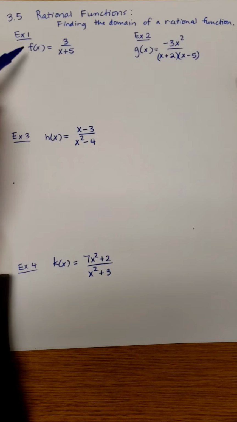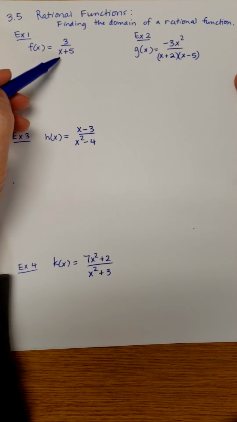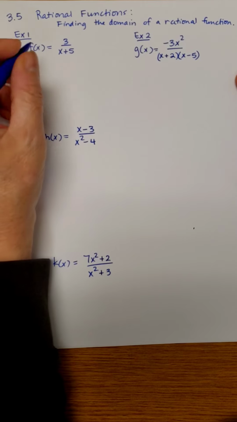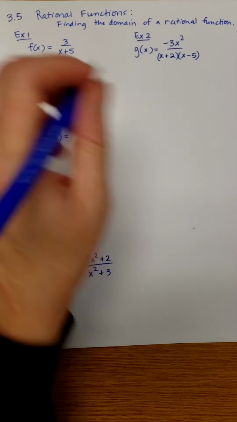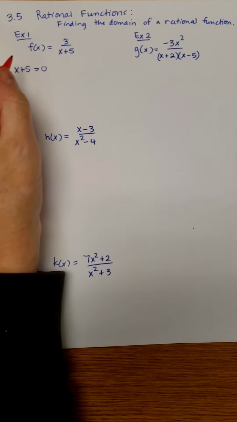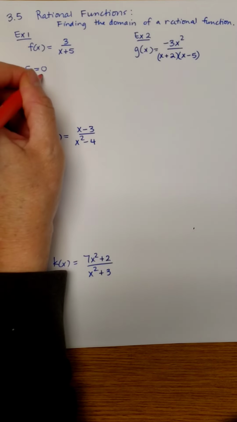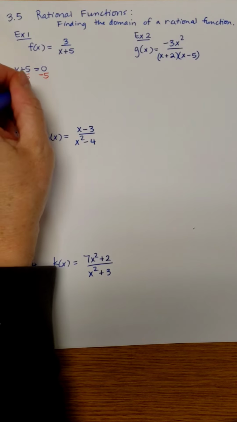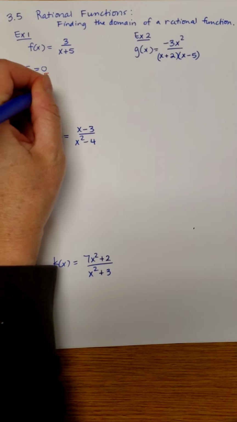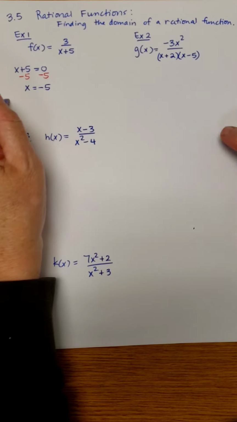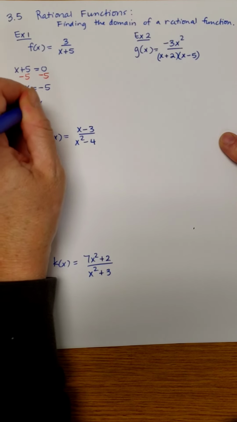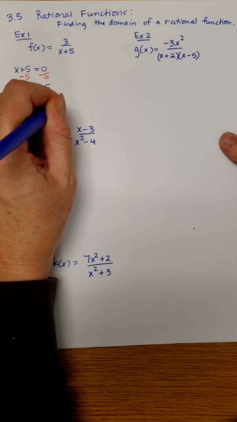This function, the denominator is x plus 5, and to find the domain, I'm going to set the denominator equal to 0 and solve for x. So I take away 5 from both sides, and I get x is equal to -5. So in this case, the domain is the set of all x such that x is not equal to -5.